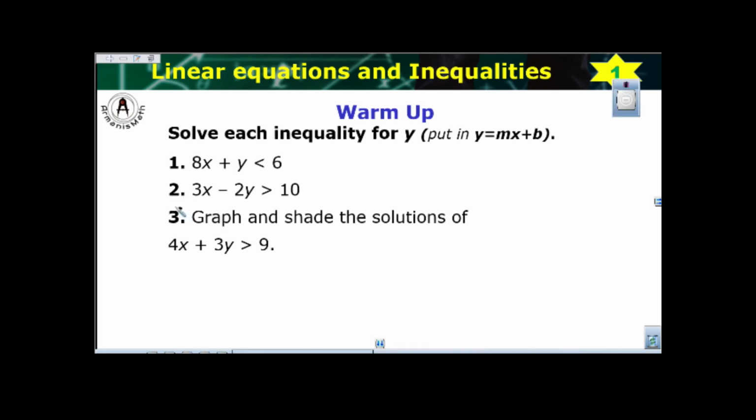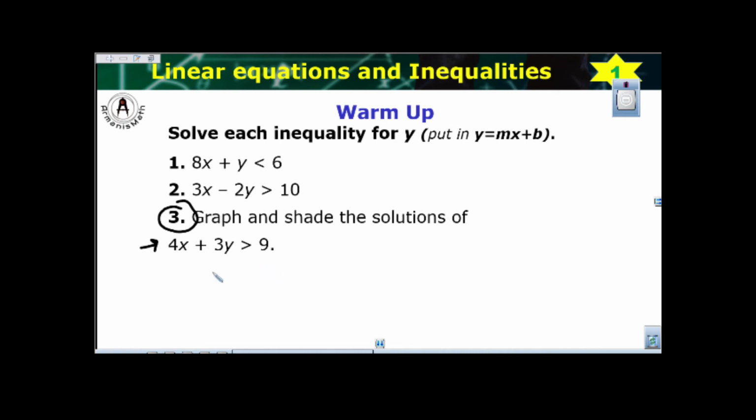And I need somebody to help me remember what the inequality is here. Somebody needs to remember this one, or write it down in the chat so we can take a look at it. It's 4x plus 3y is greater than 9.